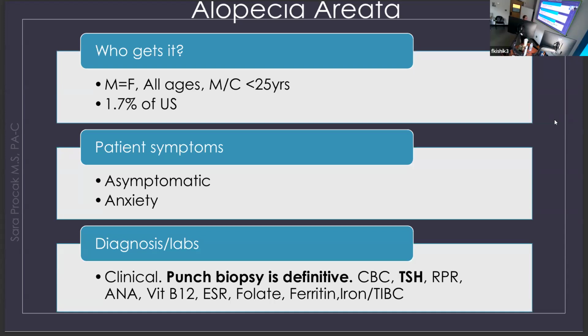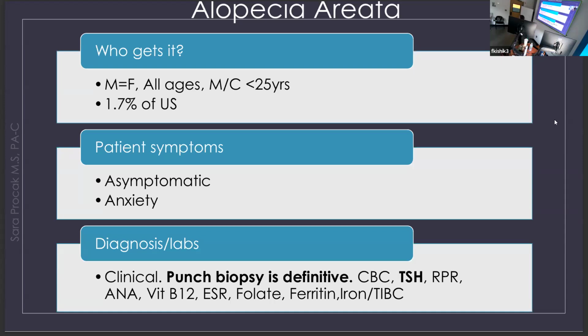You don't really have to do a punch biopsy. If you see it and you recognize it, then it's clinical and that's the end of it. If you're unsure, obviously you can. And then you're going to run some blood work. So again, you have to check that TSH, but you'll also check RPR.